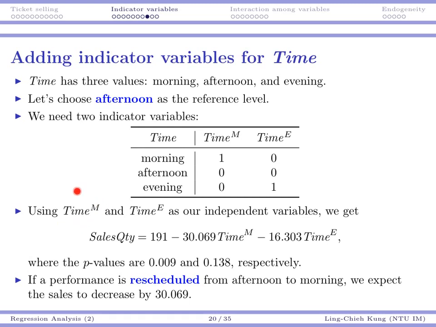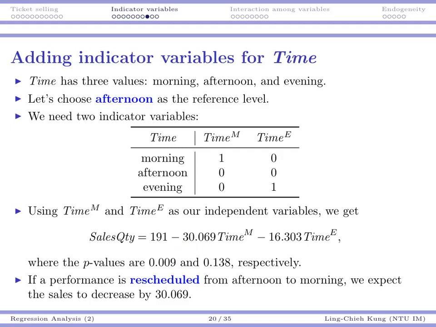If we use time M and time E as our independent variables only, then we will get something like this. The sales quantity would be 191 minus 30 times time M minus 16 times time E, where the P values are quite small or somewhat large. So if we get this, what does that mean? There is a significant difference between morning and afternoon. The difference between morning and evening is not significant.